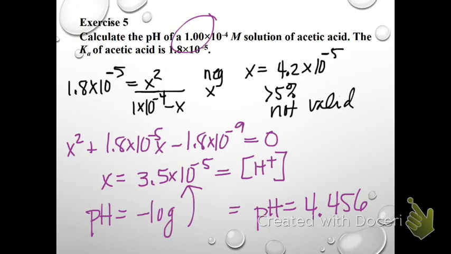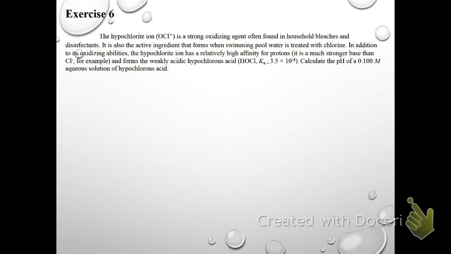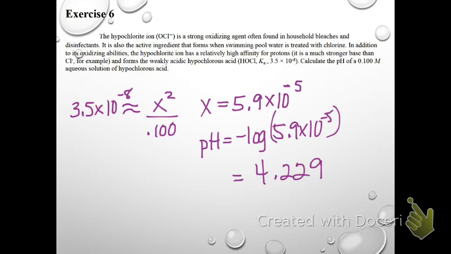I'm assuming you also got a negative x and just threw that out, right? Yeah, I don't even write down the negative x because x can't be negative, right? Yeah, x can't be negative. All right, so next one you do. Pausing the video. All right, you should have gotten 4.229.